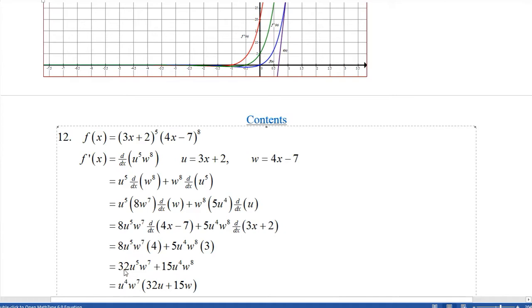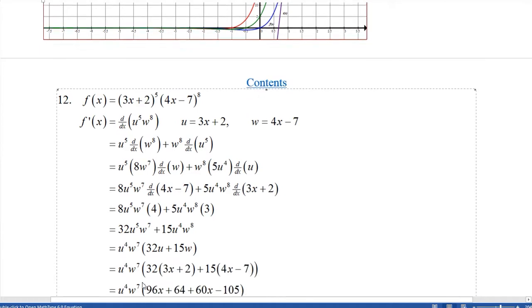32 is just 2 to the 5th power, excuse me. So it only has factors of 2. 15 is 3 times 5. So they have no factors in common. So I'm not going to be able to get anything else out of this.